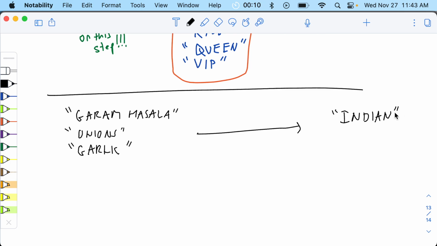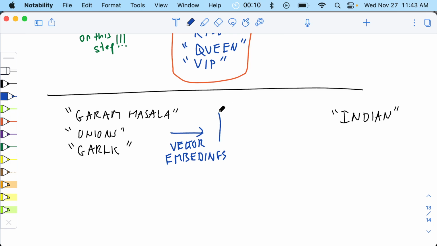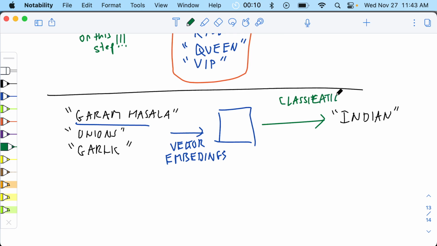Or you could do this vector embedding thing where, instead of doing it in one shot, you first get vector embeddings of these words. And then, once you have the vector embeddings, you convert each of these things into vectors, and only then you convert it into classification. So you build a classification algorithm on top of a vector embedding algorithm.